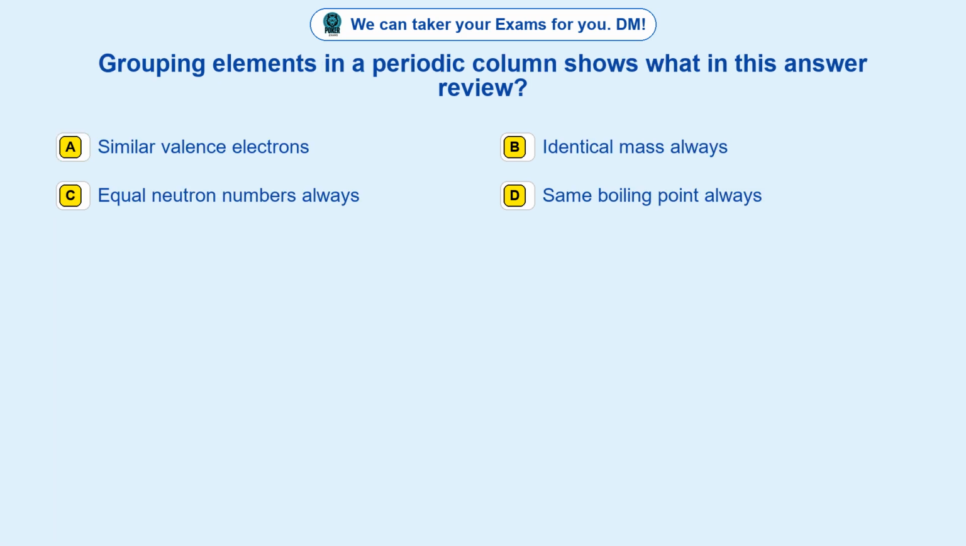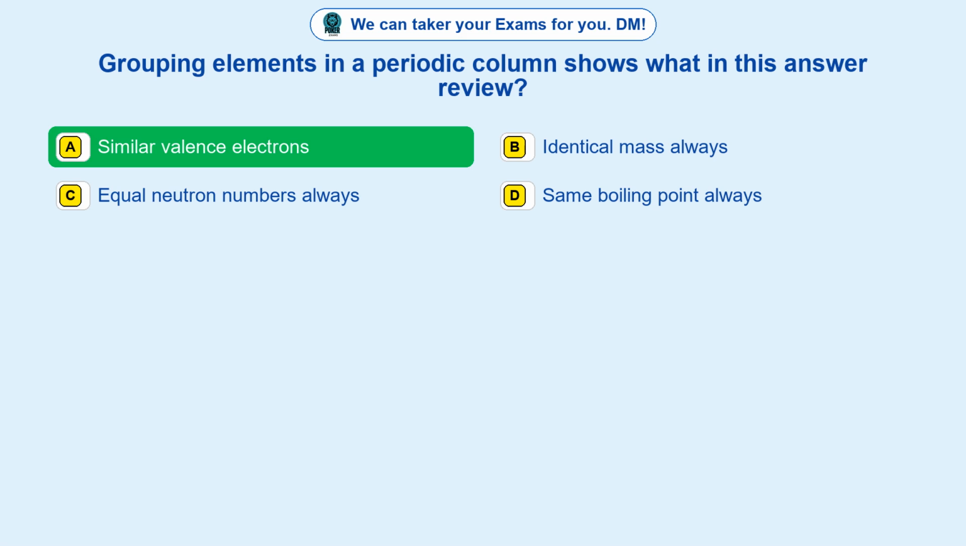Question 40. Grouping elements in a periodic column shows what in this answer review? Option A, similar valence electrons. Option B, identical mass always. Option C, equal neutron numbers always. Option D, same boiling point always. The correct answer is option A, similar valence electrons.